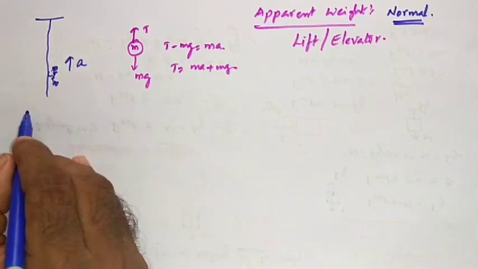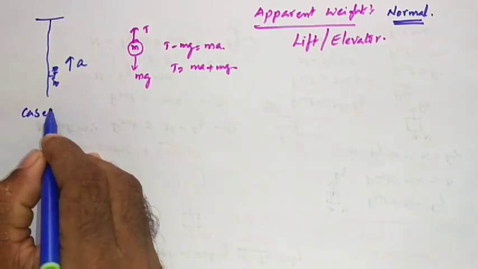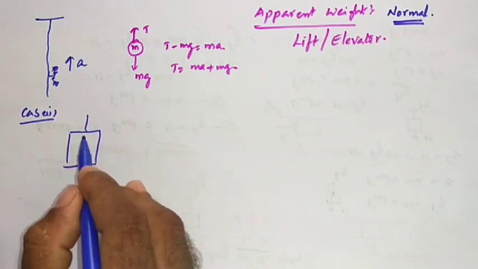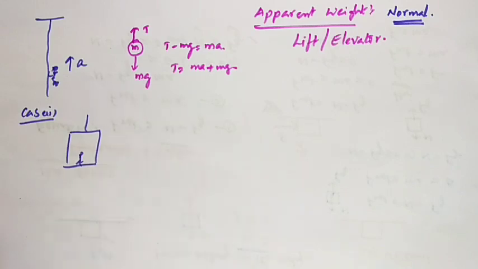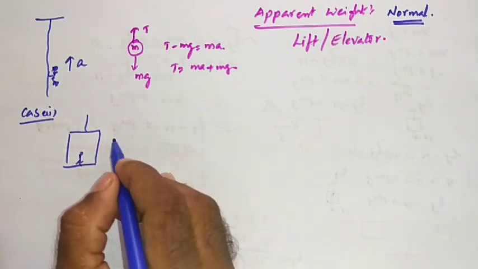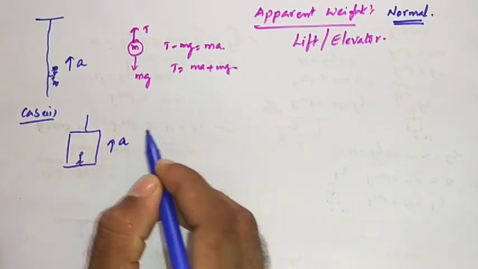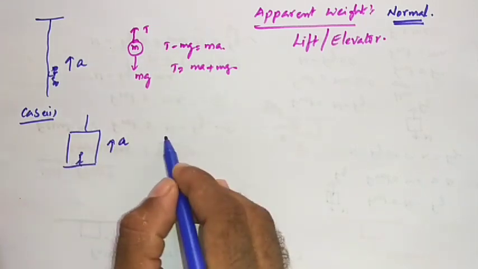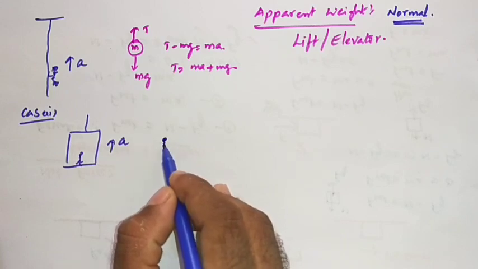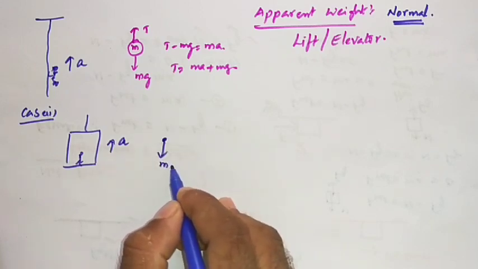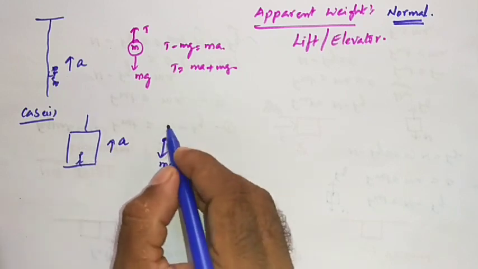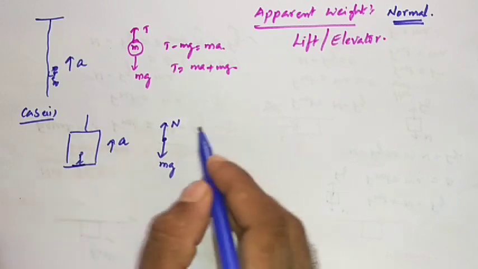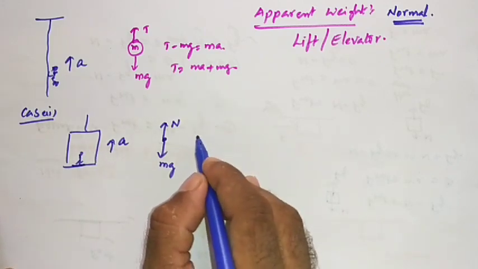Now consider the first case, case 1. So you are in the lift. Now the lift is moving up with an acceleration a. Clear? Very good. Now what is the free body diagram of this man? On the man, how many forces are acting? Two forces. One is the weight of the man, which acts downward, and the normal force exerted by the floor of the lift acts upward.